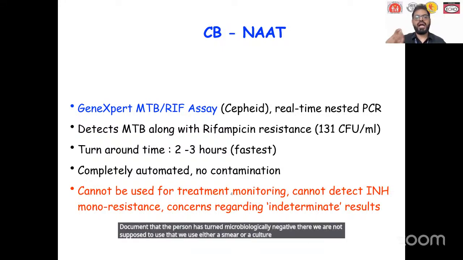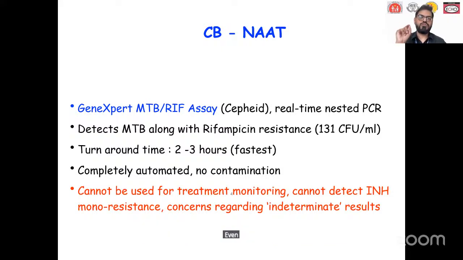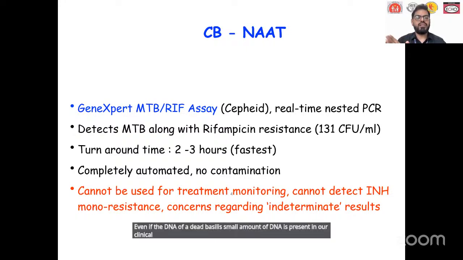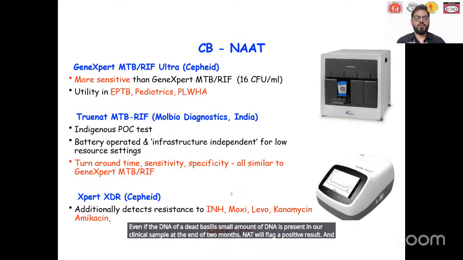The reason being, NAT is a molecular test. It picks up DNA. Even if the DNA of a dead bacillus, a small amount of DNA, is present in our clinical sample at the end of 2 months, NAT will flag a positive result. And that is why NAT is never used as a follow-up test.